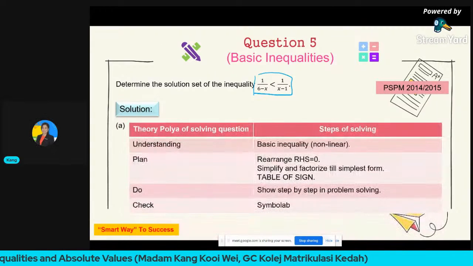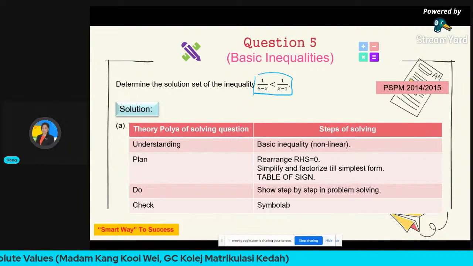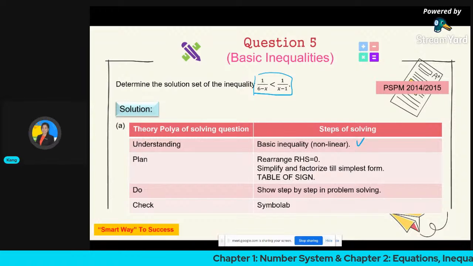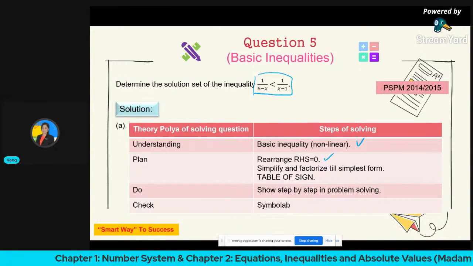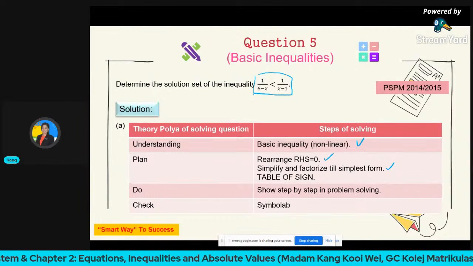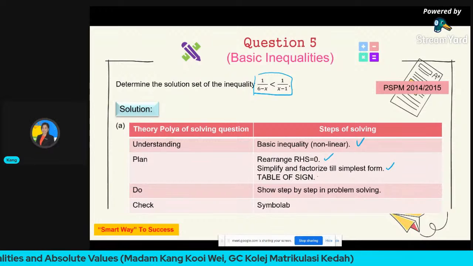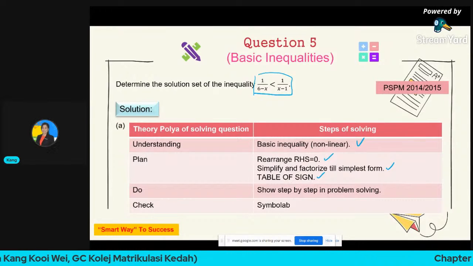Thank you. So, our first step already done. It is a non-linear inequality. So, we need to choose the correct method to solve it. Go to the step 3. Rearrange the inequality to let the right-hand side equal to 0. Simplify and factorize until the simplest form. That means we will have all the factors with the inequality sign. Then the next is table of sign to get the final answer. Stick to one method enough.